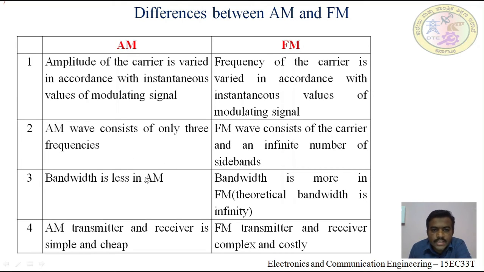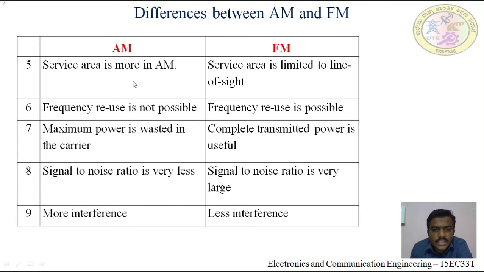The AM wave has less bandwidth, but the FM wave has more bandwidth. Operation of the AM transmitter and receiver is simple and the construction is very cheap. But the FM transmitter and receiver are complex in construction and they are costly. The service area covered by amplitude modulation is more compared with the service area covered by the frequency modulation. In frequency modulation, the service area is limited to the line of sight range.